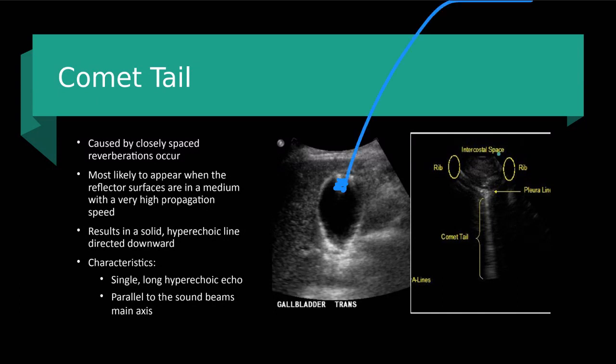And the same thing, a little bit more obvious in this second picture, you can see really how posterior that Comet Tail travels. Not really something that we're going to see in a gallbladder or a kidney, but this is the pleural space for a thoracentesis.